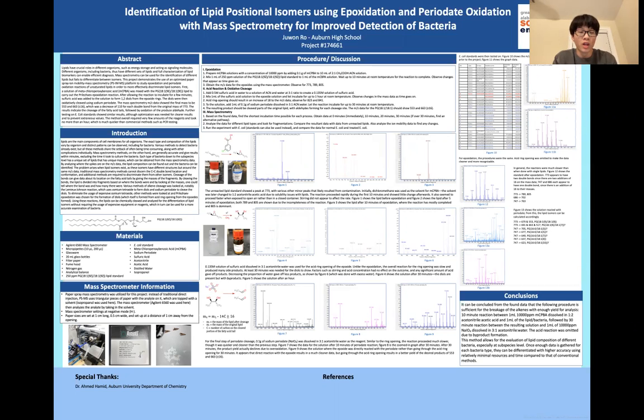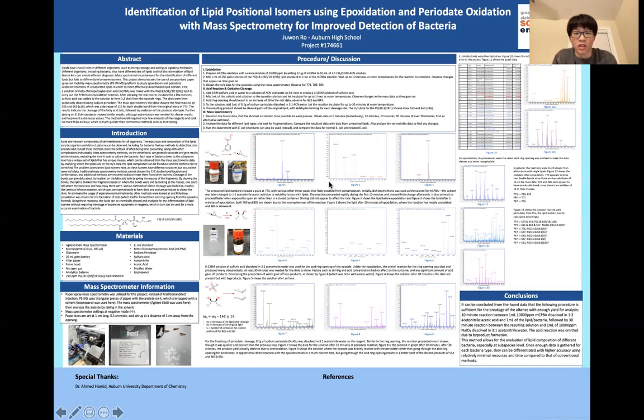Then I mixed 1 milliliter of the lipid standard, which for my first try, I used the PG 36 lipid, which has a double bond at the 9 position of one chain and another double bond at the 9 position of the other chain. So I mixed the lipid standard with an equal amount of the MCPBA solution, and then I waited up to 10 minutes at room temperature undisturbed for the reaction to complete. After that, I analyzed it through the mass spectrometer, and these are the results.